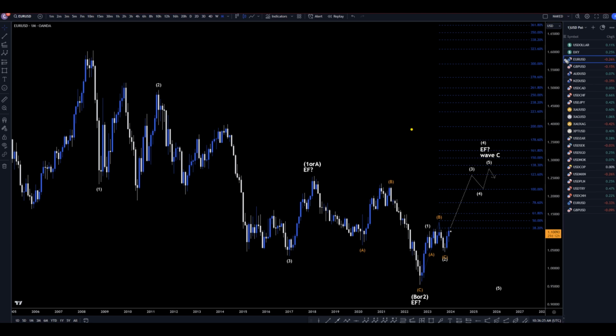I'm going to be analyzing the Euro US dollar starting on the monthly, working my way down to the 1 hour time frame for the full top down analysis.